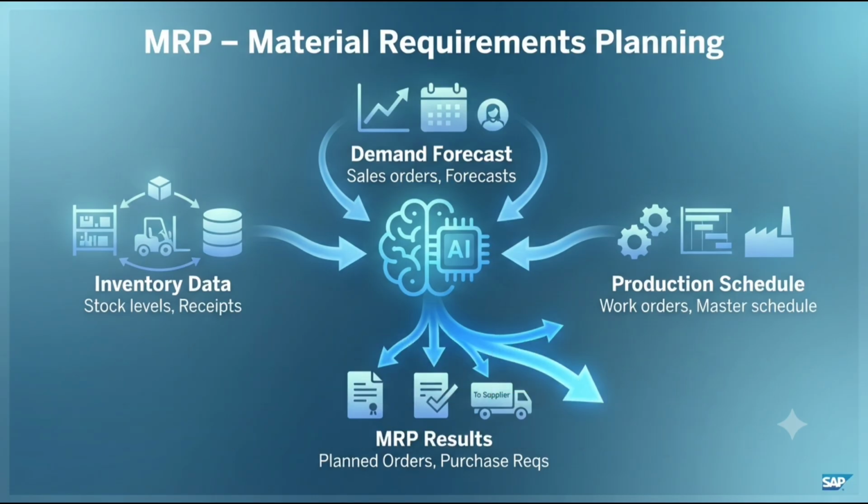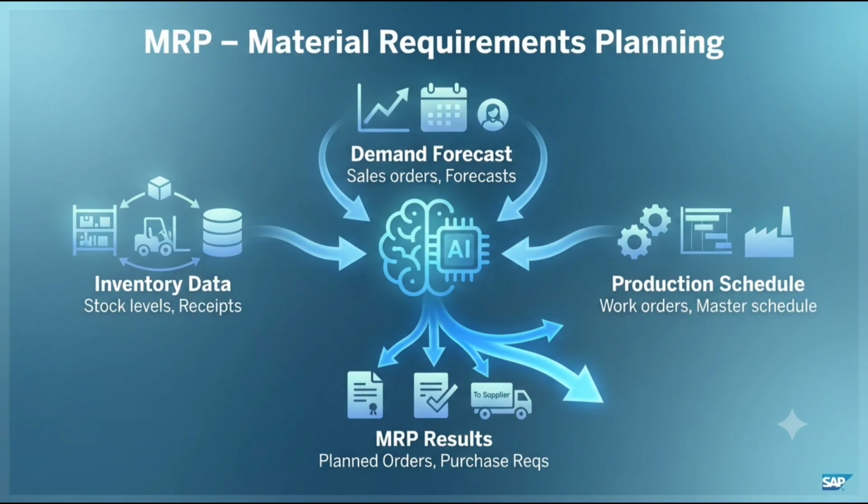Material Requirements Planning, or MRP, is one of the most powerful functions in SAP PP. MRP calculates what materials are needed, in what quantity, and when they are required. It considers current stock, open purchase orders, sales orders, and production plans. Based on this data, MRP generates planned orders for production or procurement. Running MRP regularly helps companies maintain optimal inventory levels and avoid both shortages and excess stock.